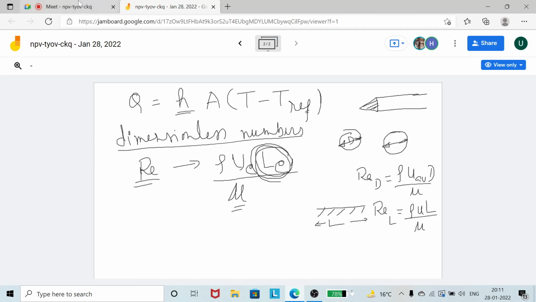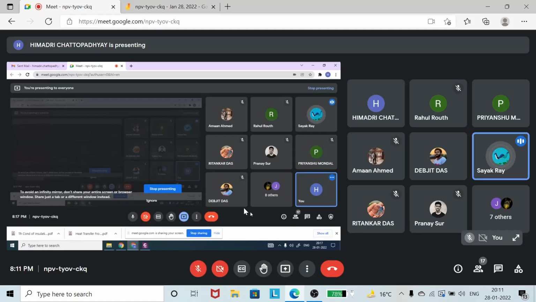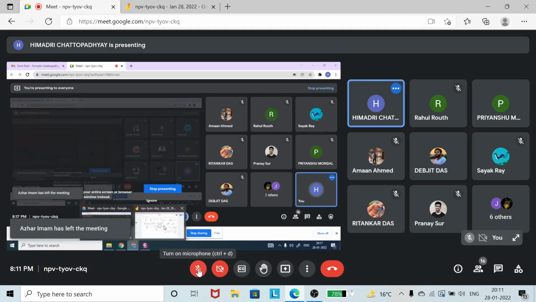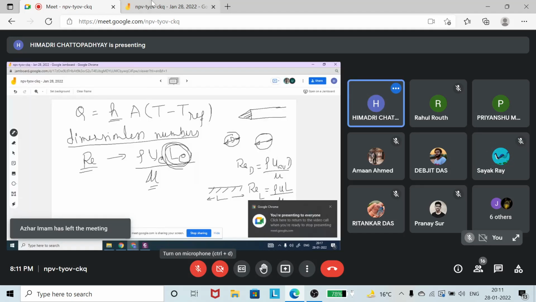For a triangular pipe or an elliptic pipe, where the cross section is elliptical, how do you calculate Reynolds number? Sir, forgotten. So actually we take the hydraulic diameter.